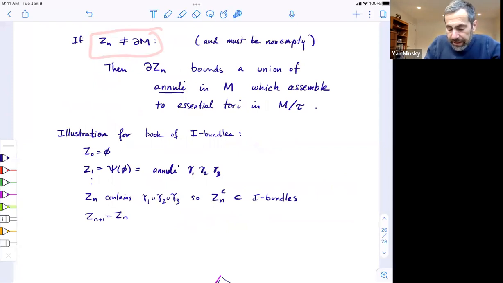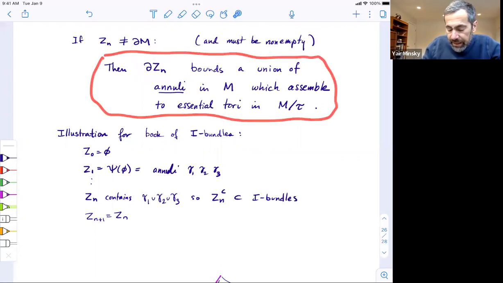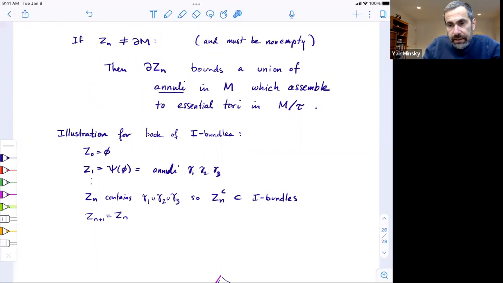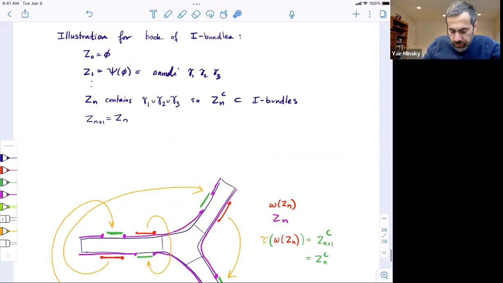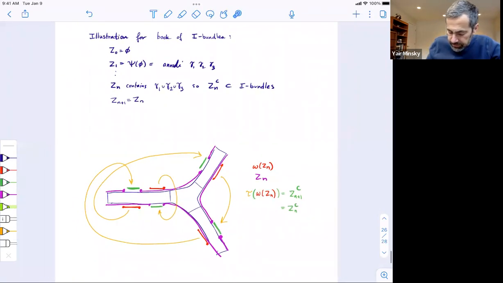And then the short answer is that the boundary of what you get, if it's not everything, has a bunch of boundary curves. And now I claim the way I've set things up, the boundary curves will bound a union of annuli in M, which assemble to essential tori and contradict our topological hypothesis. And I think I am out of time. So let me leave you with what was maybe supposed to be an illustration of why you get these tori at the end. And maybe I'll just leave that unsaid and say thank you.